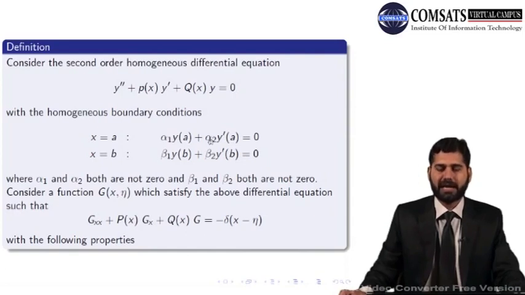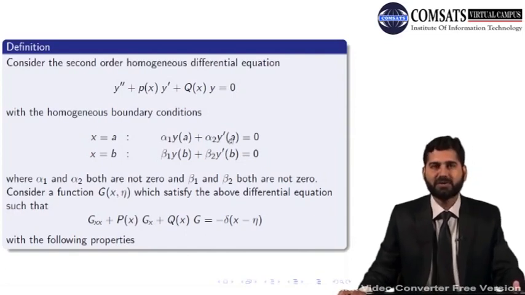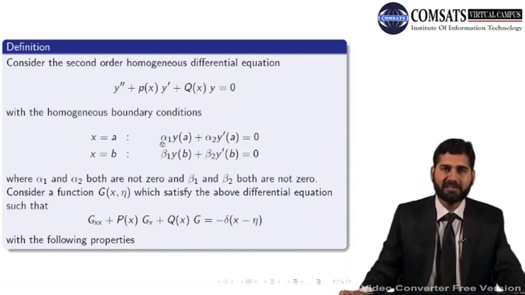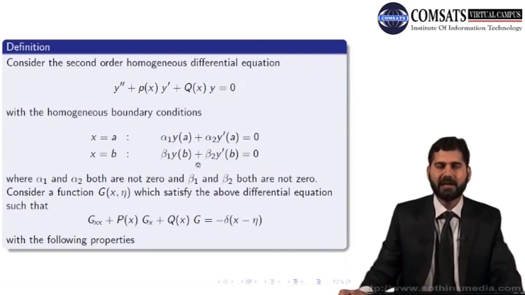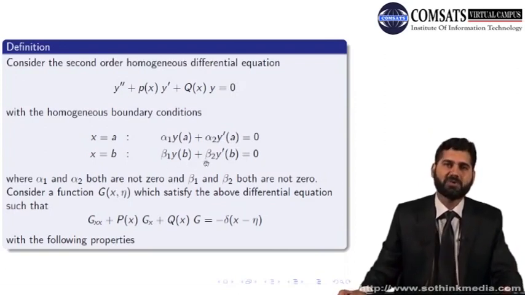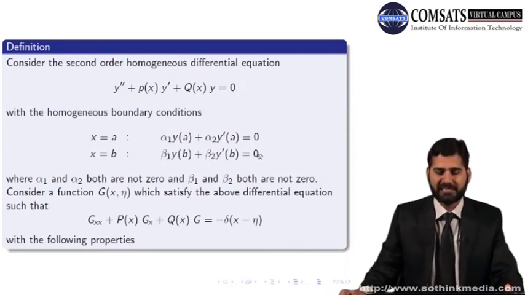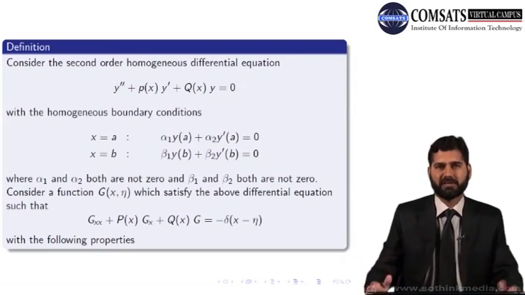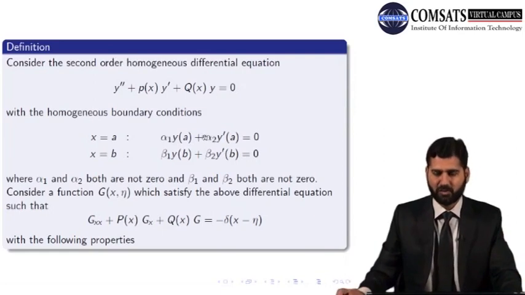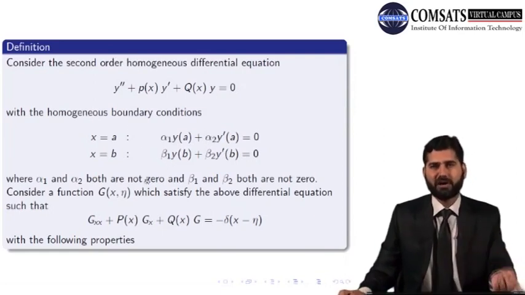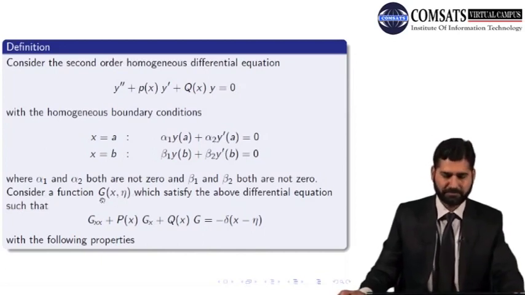Let's say if the condition is y at a is equal to 0, it means alpha 2 is 0. And if y prime of a is equal to 0, it means alpha 1 is 0. But both simultaneously cannot be equal to 0. Similarly here, beta 1 and beta 2 cannot be 0 simultaneously. The reason is, if they both become 0 simultaneously, then this whole thing disappears. So we must have two conditions for a second order ODE. So one of alpha 1 and alpha 2 not equal to 0, and one of beta 1 and beta 2 not equal to 0.